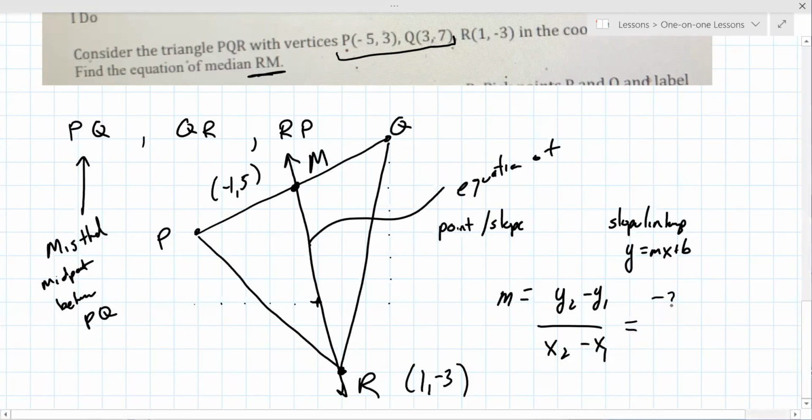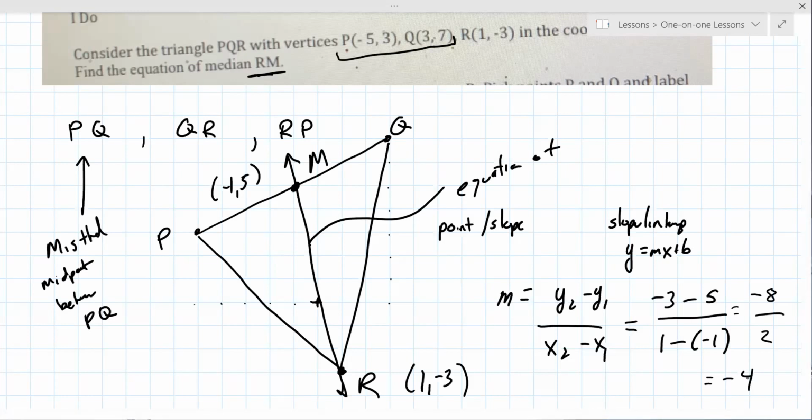So that's minus 3 minus 5 over 1 minus negative 1. That gives us minus 8 over 2, which is a slope of negative 4. Is that okay for you? I think this is the part where I get confused. So you know how to find slope. You've done this before. Yeah, but I'm just not sure where the numbers come from.